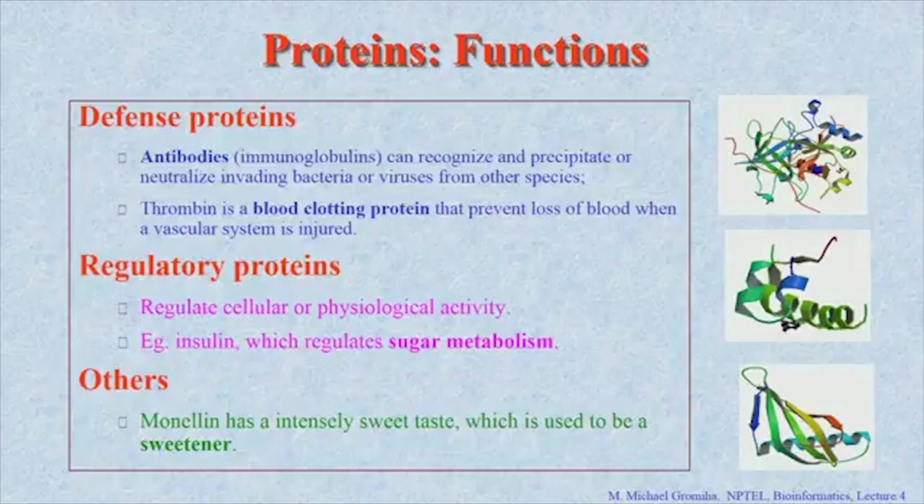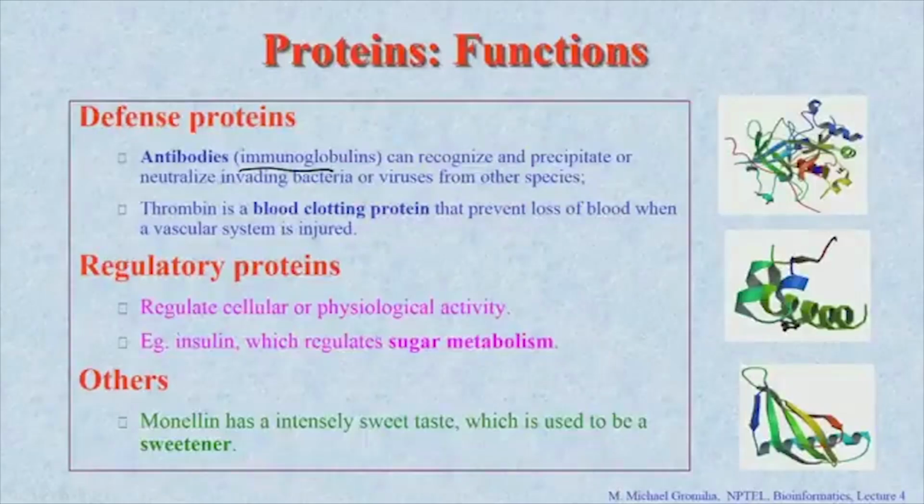Now there are other proteins called defense proteins. So what are called defense proteins? Antibodies. Because we defend ourselves, we have to be safe from the environment, right, from the bacteria or virus or anything. So like immunoglobulins, right. These can recognize and precipitate or neutralize the invading bacteria or virus from the other species. Then there is another protein called thrombin, right. This thrombin is also very important because it is a blood clotting protein, right, because when you get injured, this should be clotted, right. So this is the one which helps when we get injured, to prevent the loss of blood.